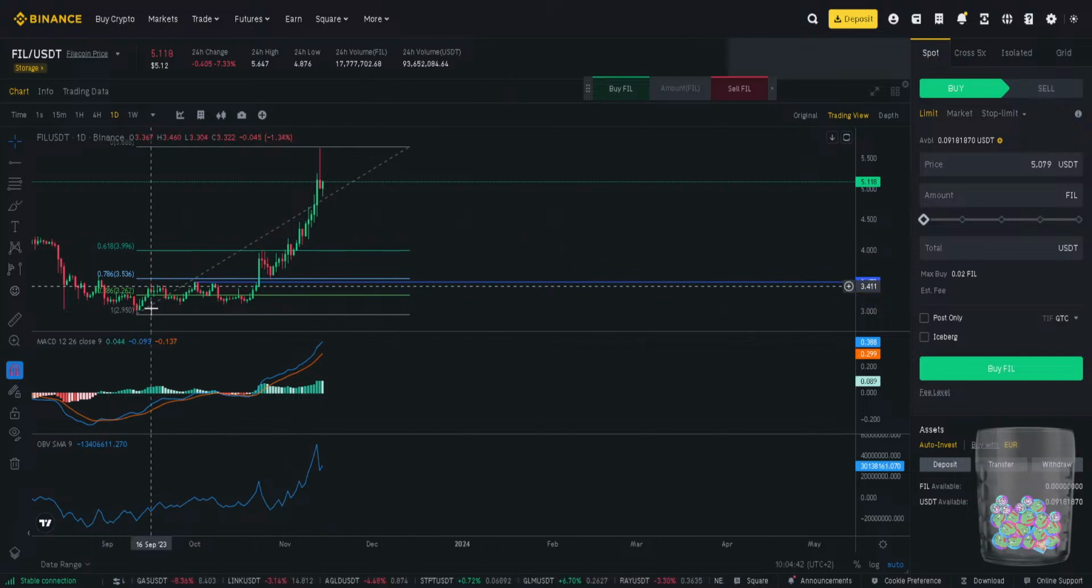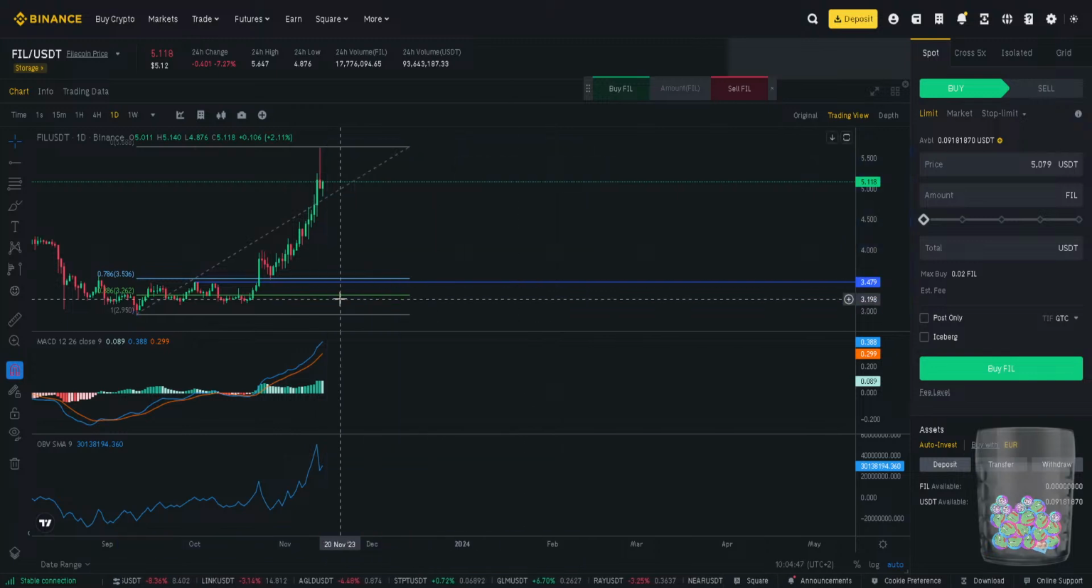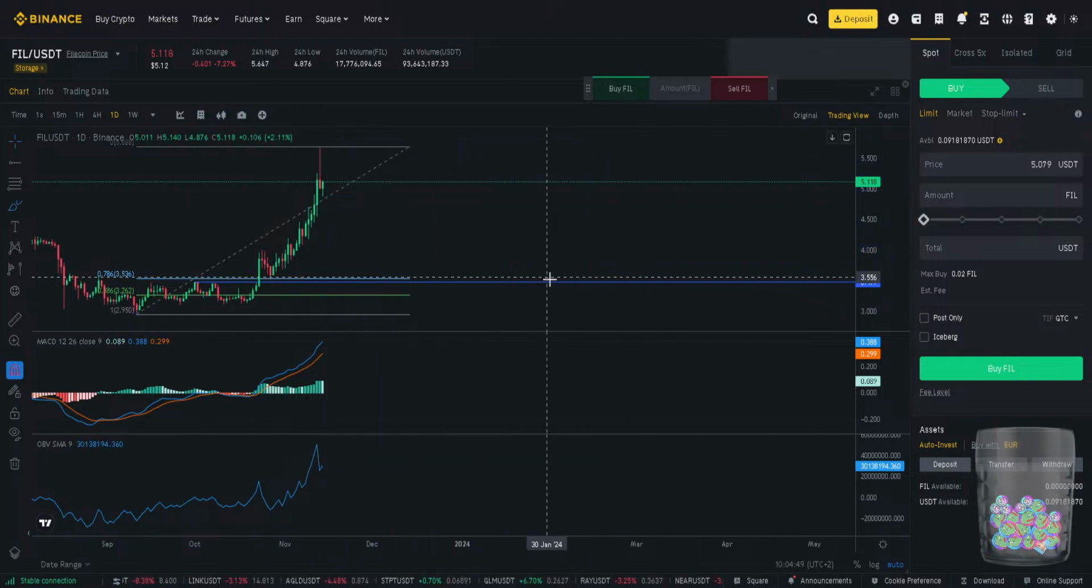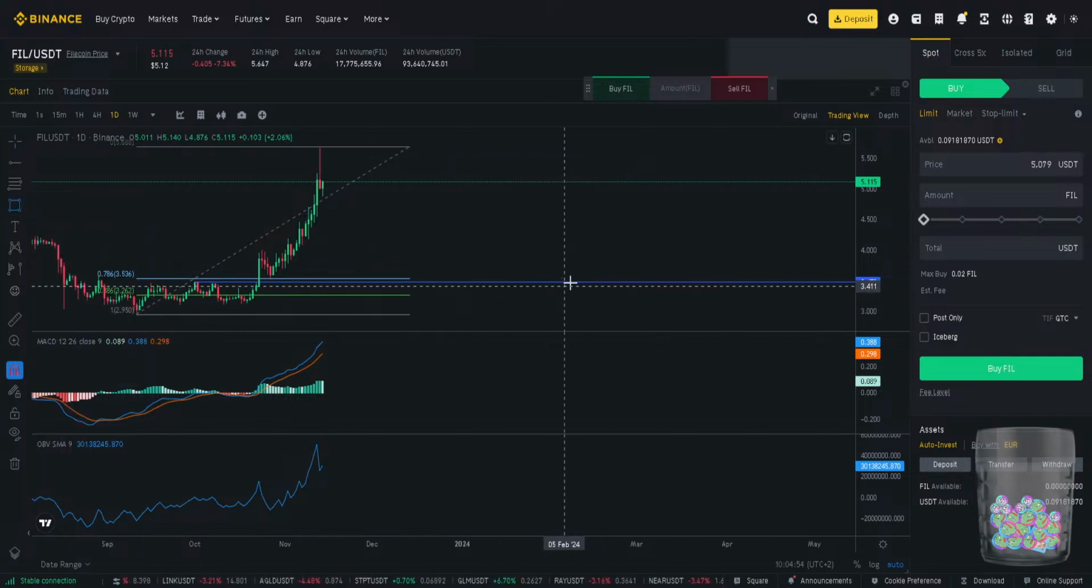Yeah, and you can see these lines. That's where you should be interested. Maybe the 88.6, 61.8 is a little bit high. So yeah, these are the areas where I'd be interested if I was a buyer. And I am. I have a buy order ready.